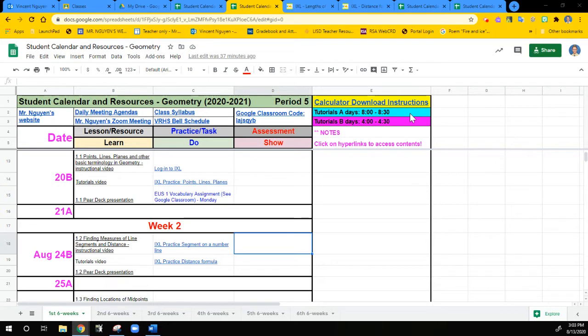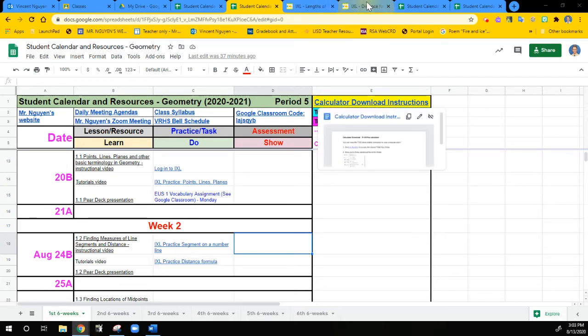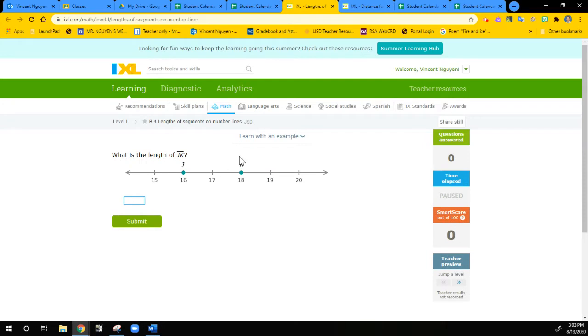Today we are going to work on distance. We're going to be doing two things today. We're going to be looking for distance on a number line, and we're also going to be looking for distance using the ordered pair. So let's start with the first one, which is the distance on a segment. Which is this one right here.